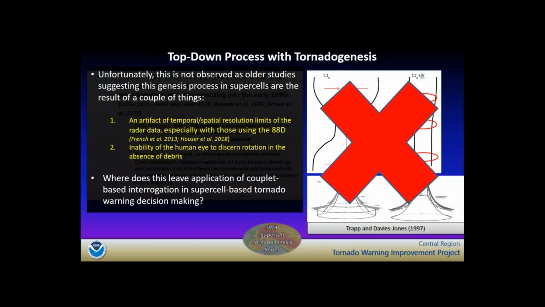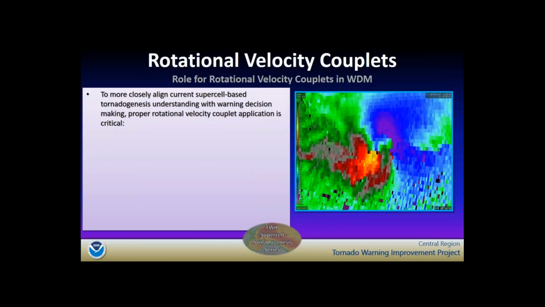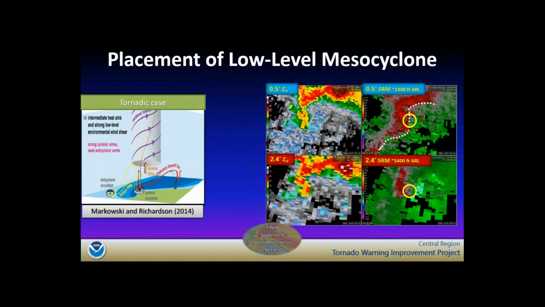As discussed earlier, the radar interrogation methods built off these concepts are insufficient as prognostic tools. Hence, strengths and limitations of rotational couplet interrogation are discussed, including proper application. This includes methods that use low-level mesocyclone placement relative to downdraft boundaries as a better prognostic tool for anticipating genesis than just magnitude.